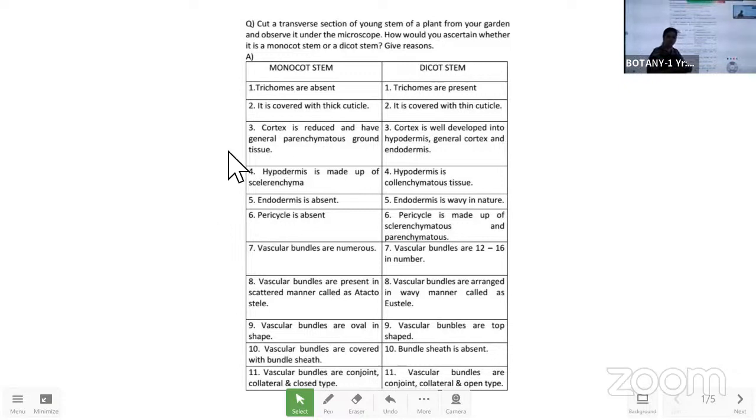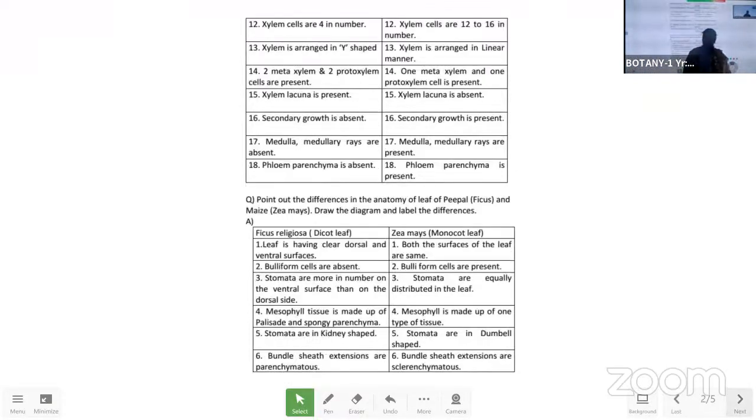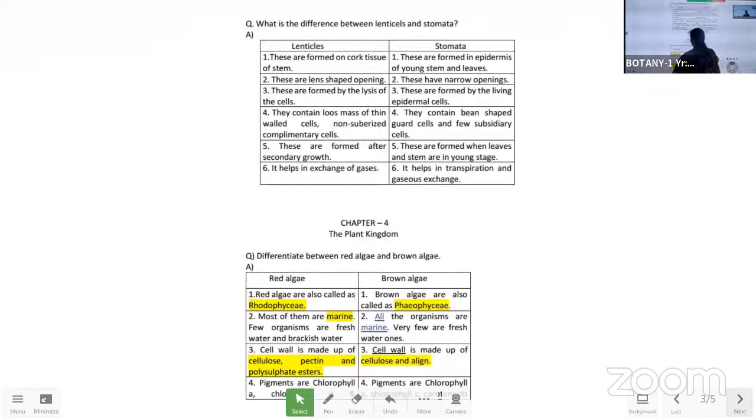Students, welcome back to Botany first year class. So today we are going with another LQs that are present in the 12th chapter. Okay.